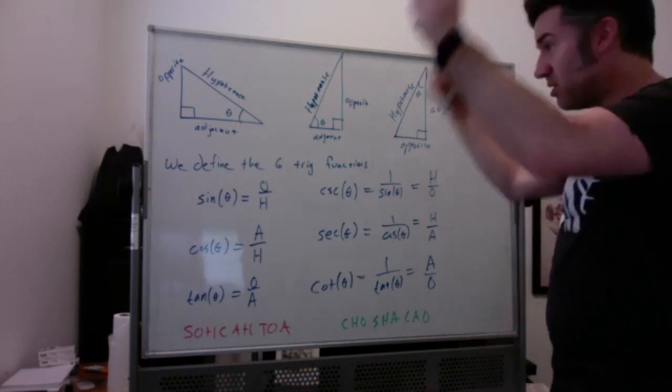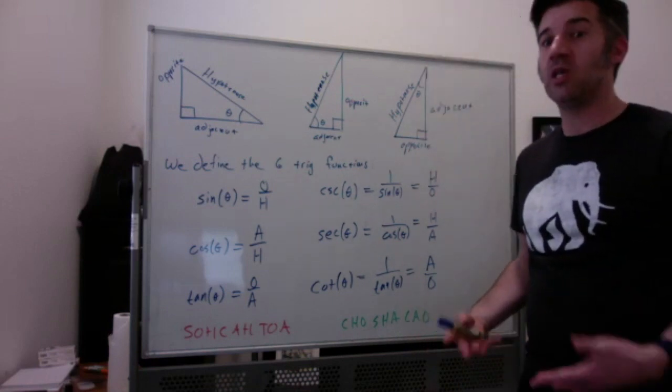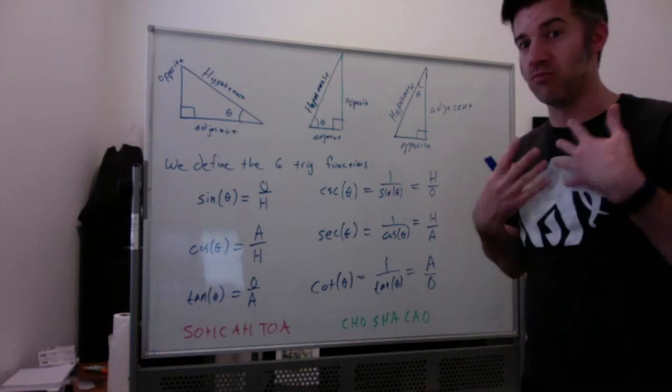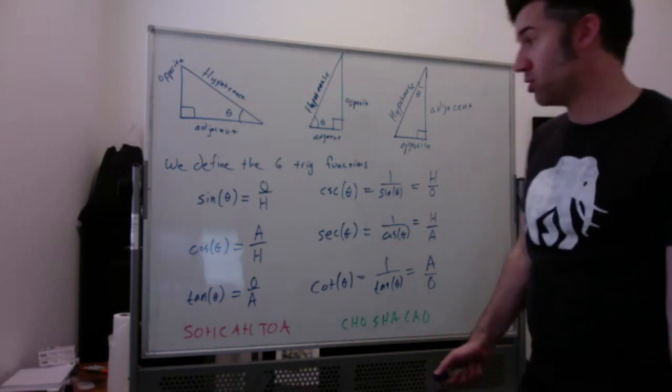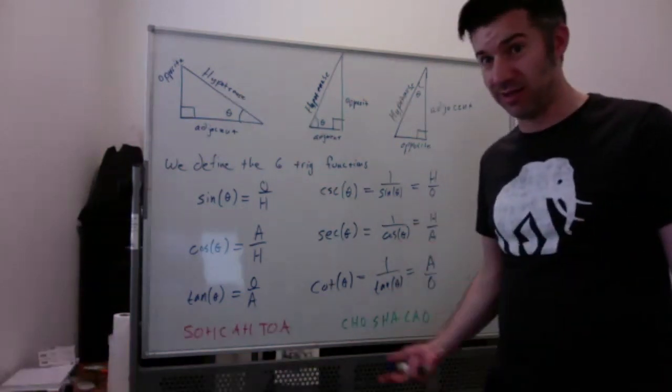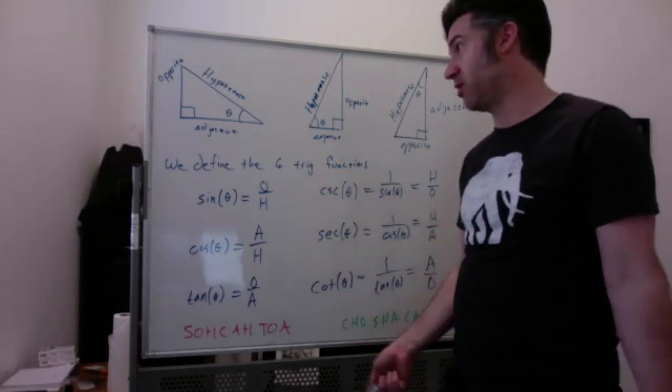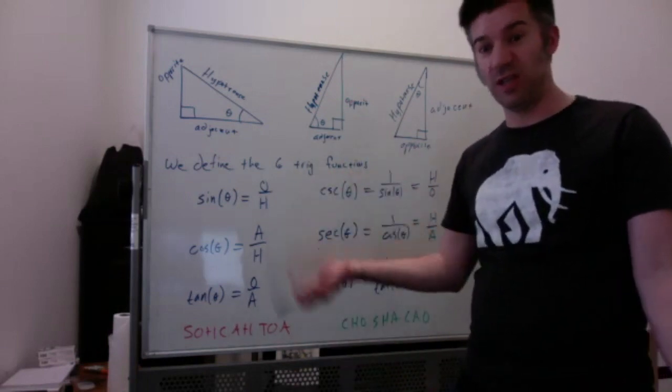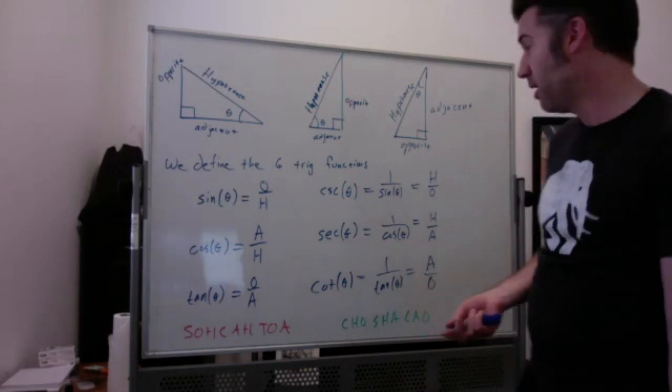So these are the 6 trig functions. You definitely need to memorize how they work. You definitely use these a lot in future math classes. They come up all the time. So you really want to know that sine is opposite over hypotenuse, cosine is adjacent over hypotenuse, tangent is opposite over adjacent. And then the reciprocals.